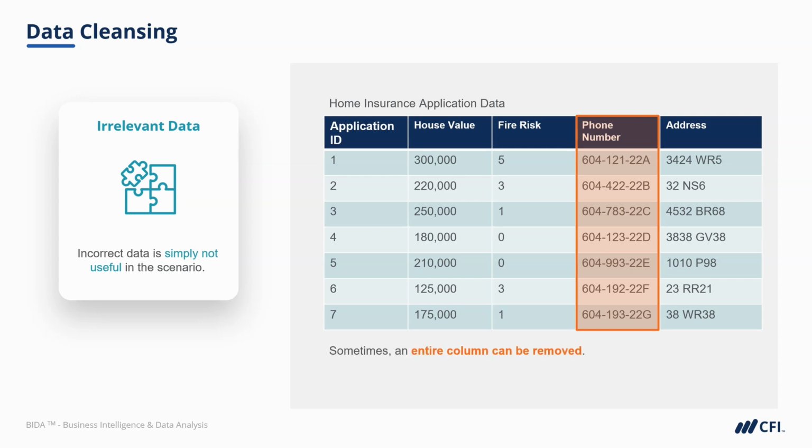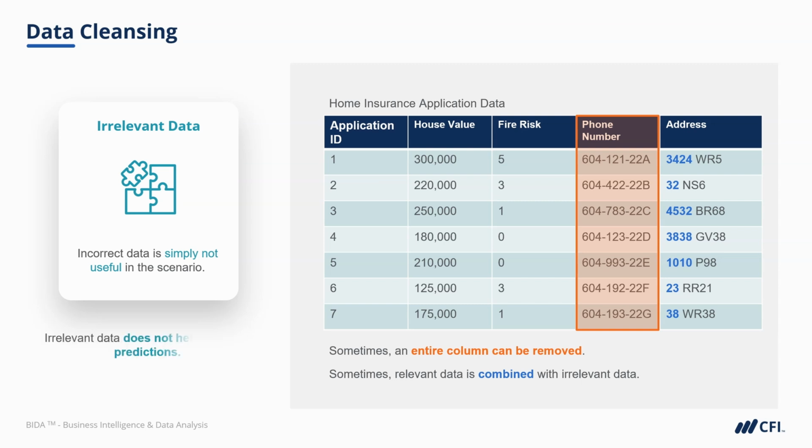However, there's also a second, less obvious example of irrelevant data here. Our address column combines street number and postcode. Now, whilst the postcode may be helpful in determining general trends of crime or risk, the street number is almost certainly less useful. The difficulty here is that the relevant data is combined with the irrelevant data, so we'd need to split them before dropping the street number. Either way, irrelevant data is of no value to our models and does not help us make predictions.